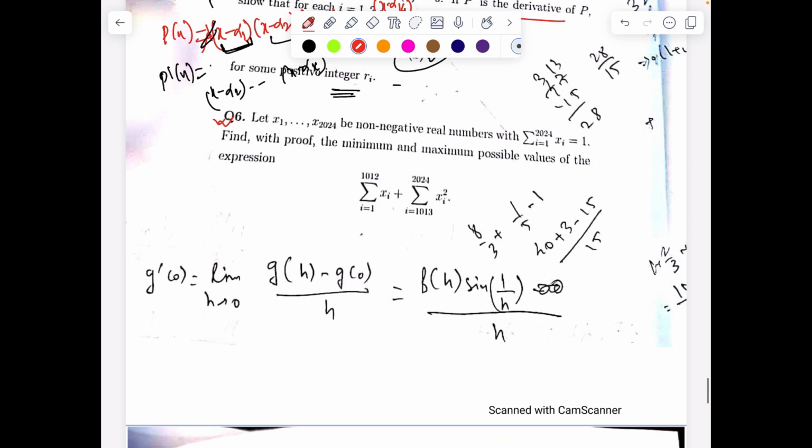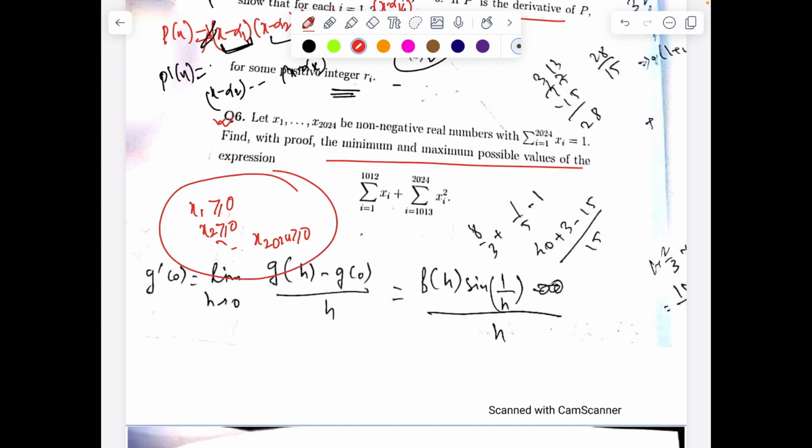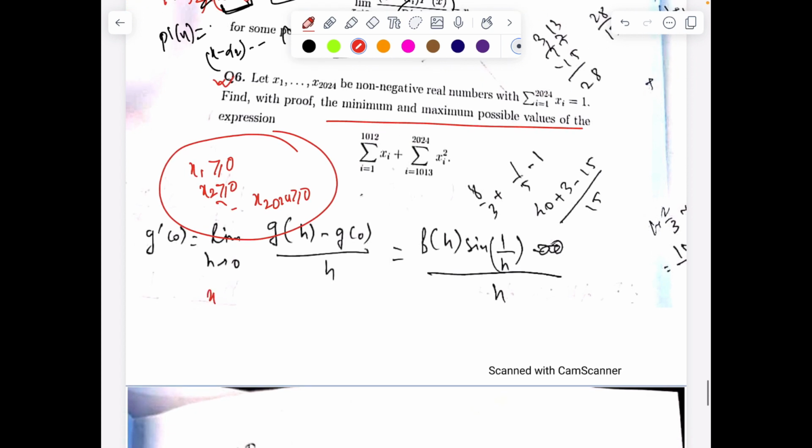And question number 6, I feel, was the technical question among all this. x1 till x 2024 be non-negative real numbers. Non-negative means x1 is greater than or equal to 0, so is x2, and so on and so forth till x 2024. Find with proof the minimum and maximum possible value of the expression x1 plus x2 till x 1012 plus x 1013 whole square till x 2024 whole square.